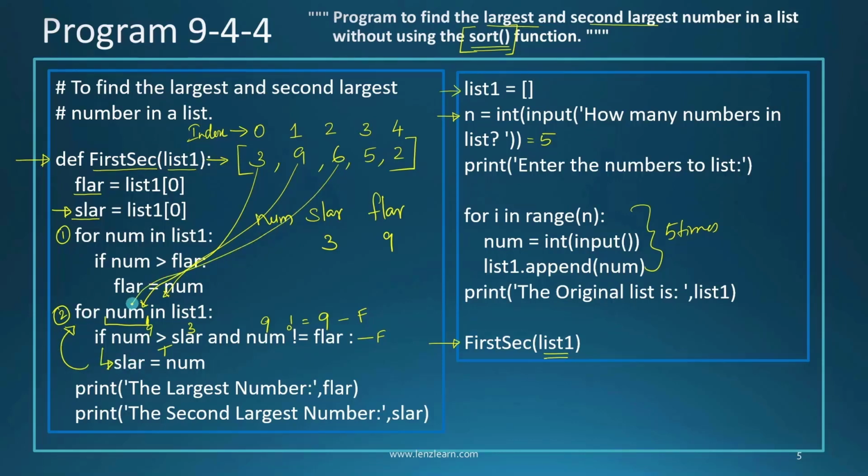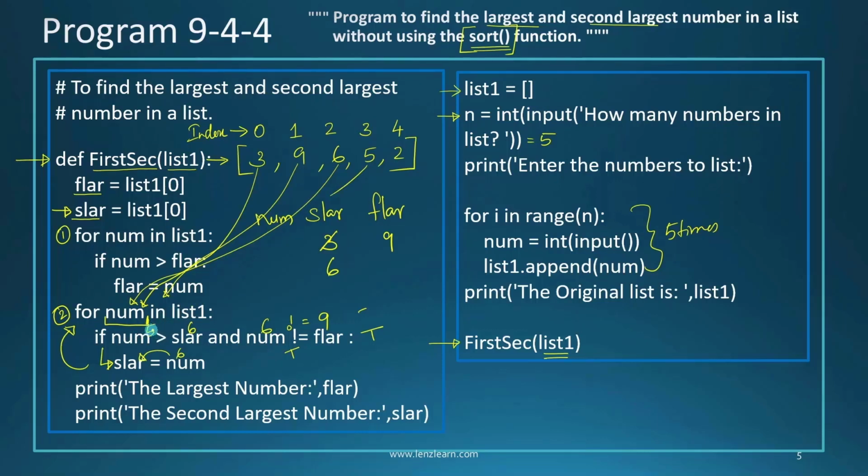The next value 6 will be loaded into num. So now you check 6 is greater than or equal to 3 and 6 not equal to 9. You can see the first condition is true because 6 is greater than 3, and the second condition 6 not equal to 9 is also true. So this condition will evaluate to true. So now I will copy value 6 into slar. So now slar will have value 6. So right now the value of slar is 6. After that 5 will be loaded into num. So that's the next value.